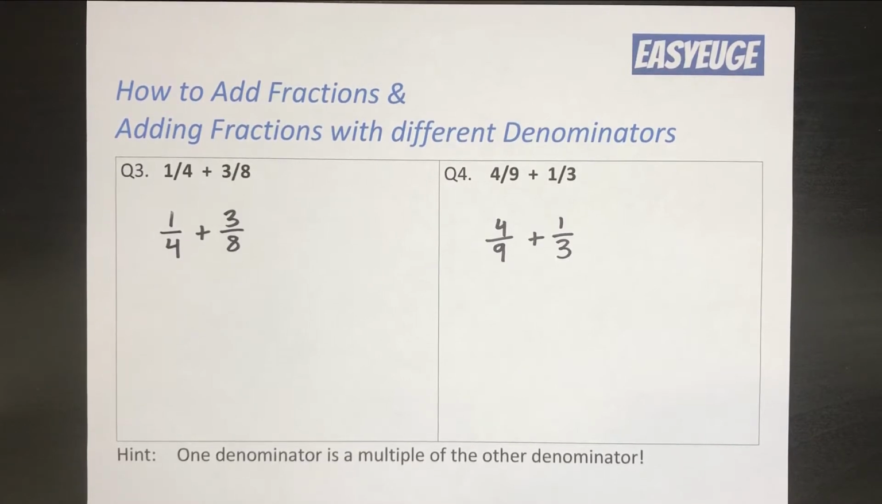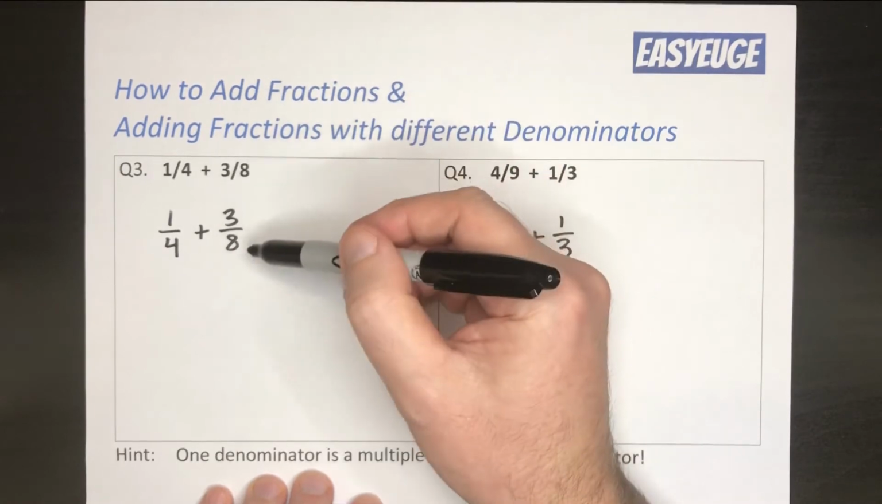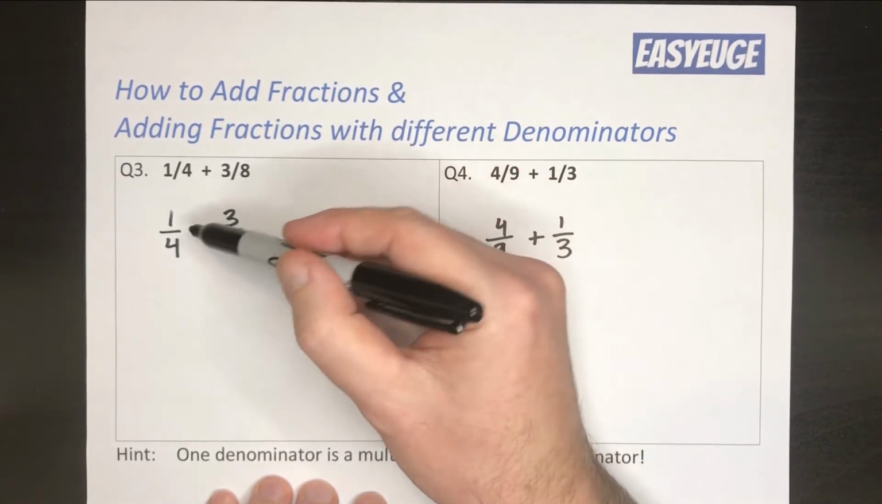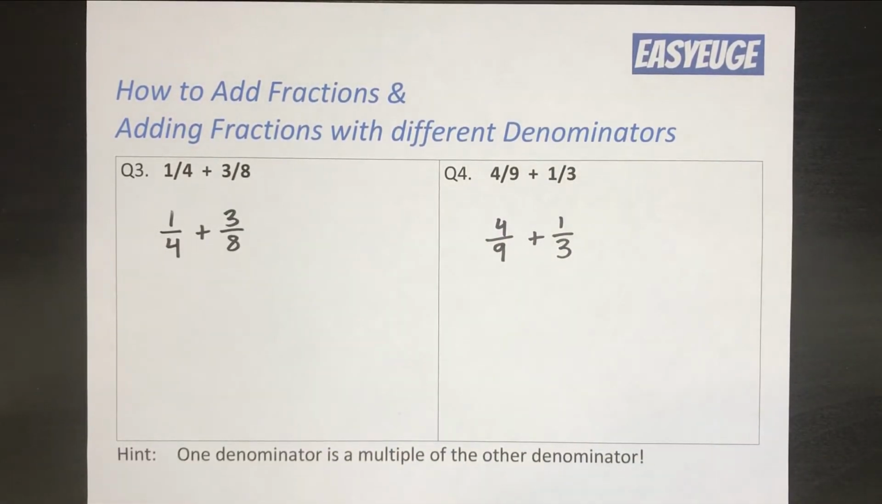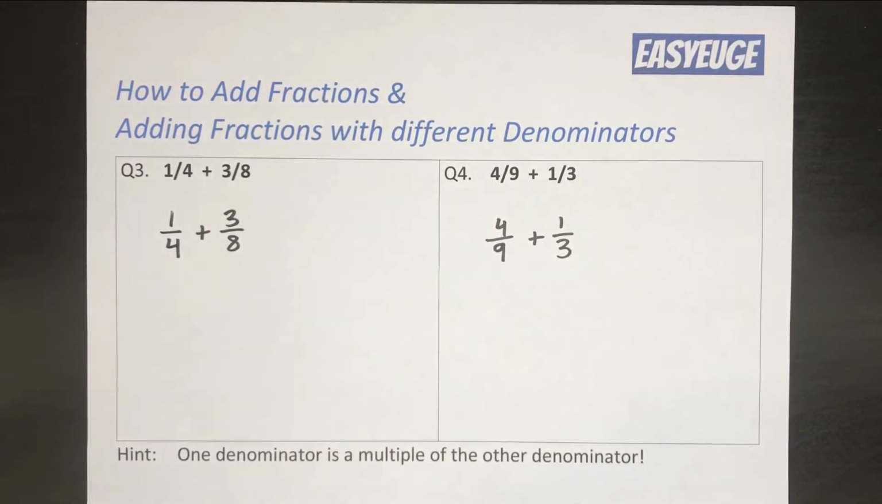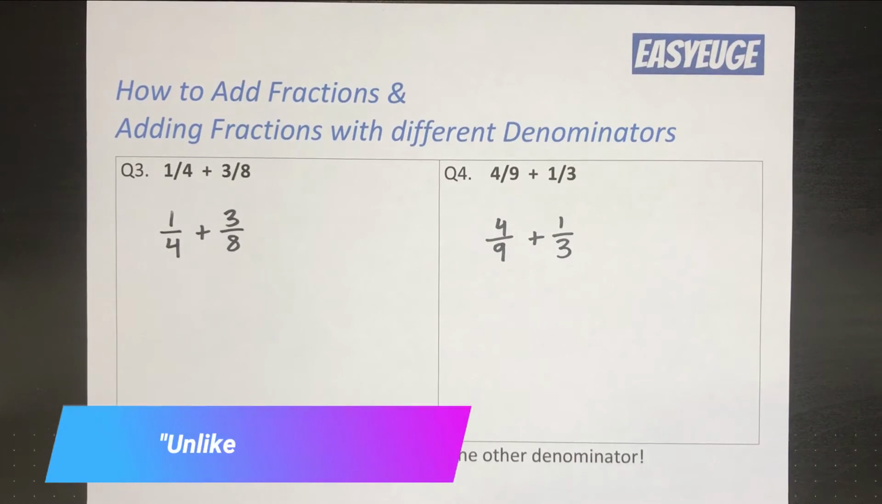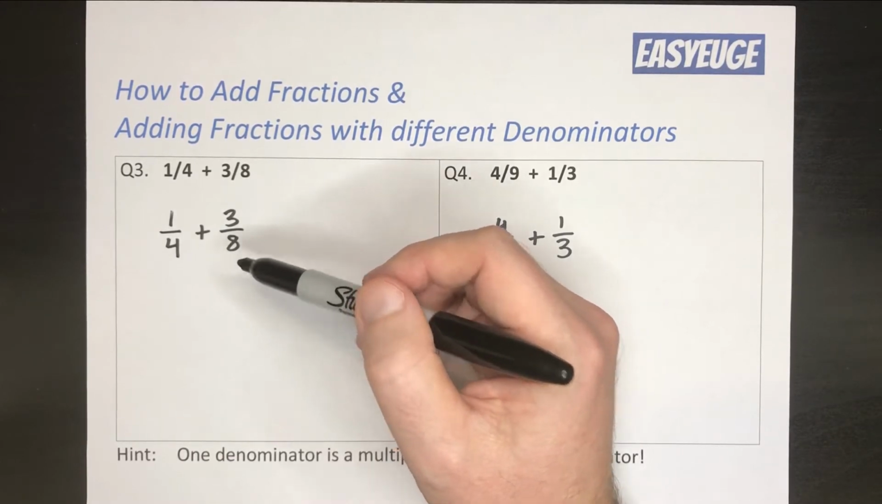Let's go to question 3. 1/4 plus 3/8. So when we write that down as two fractions, it's 1/4 plus 3/8. So remember we said to add fractions, the number on the bottom, which is the denominator, needs to be the same. So when we look at 1/4 and 3/8, they're different. So these are called unlike fractions because they're not alike. So we need to turn them into having the same number on the bottom.